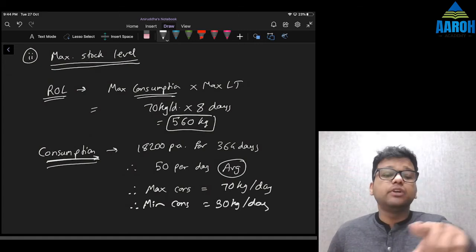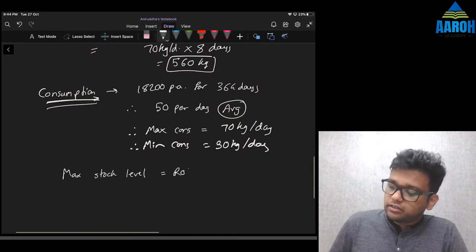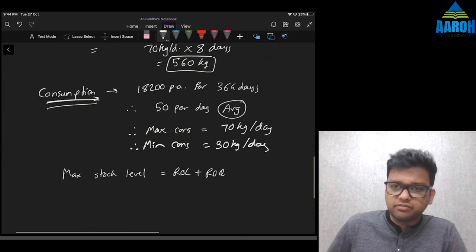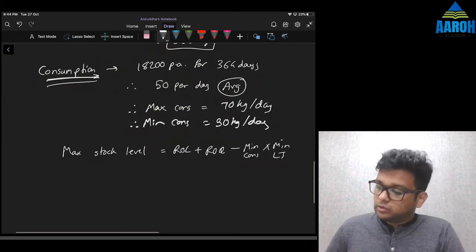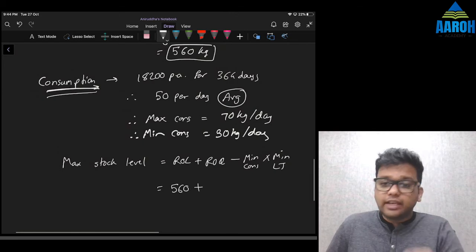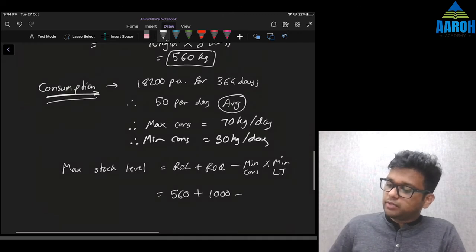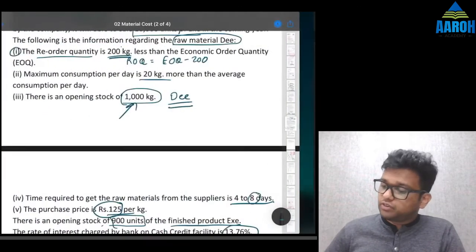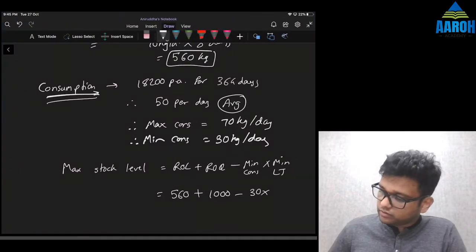Why do we need this? Because for maximum stock level, we'll need ROL plus ROQ, which we have both, minus minimum consumption into minimum lead time, right? So ROL we have got as 560 plus ROQ, there ROQ is 1000, not 1200, and then minus minimum consumption 30 into minimum lead time was 4. Okay, 4 to 8 days, so minimum lead time is 4.